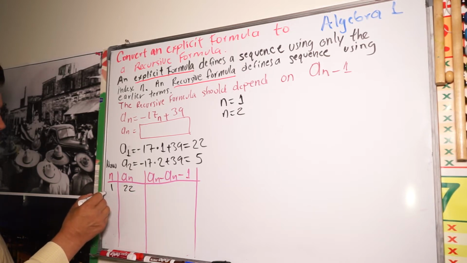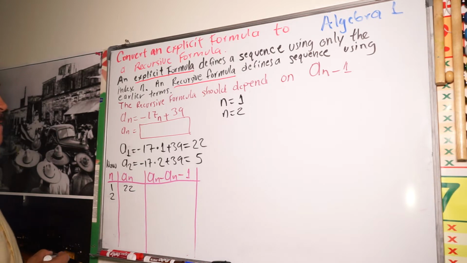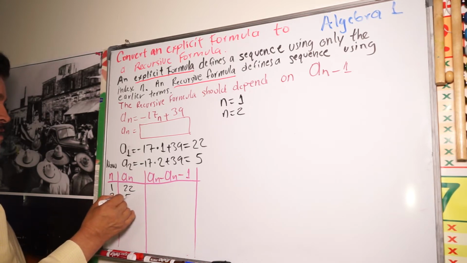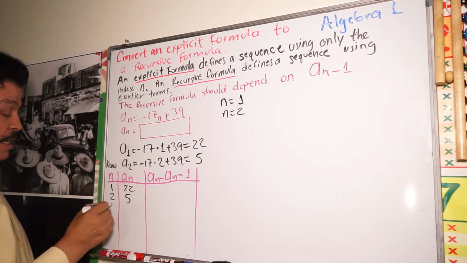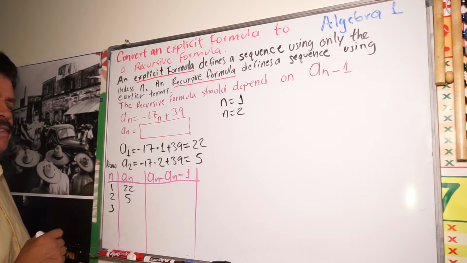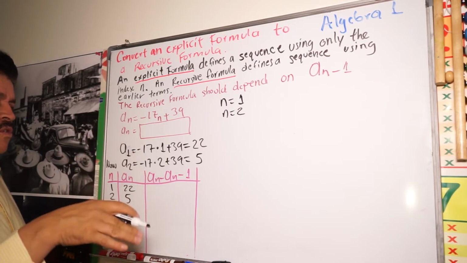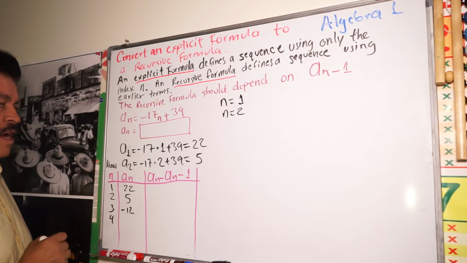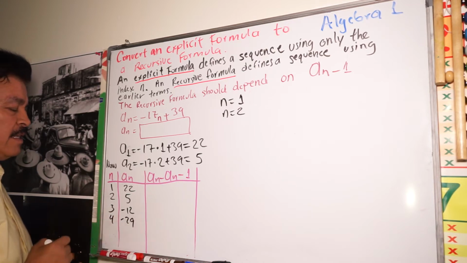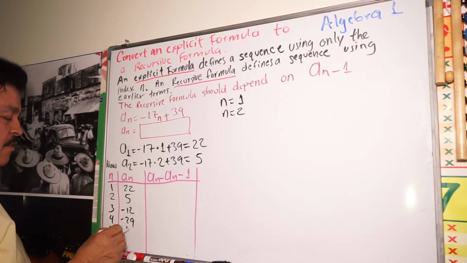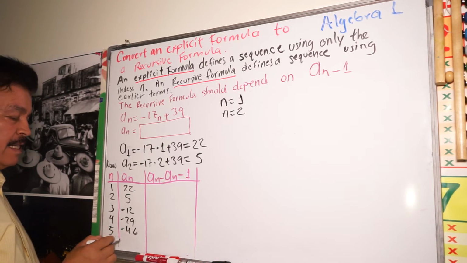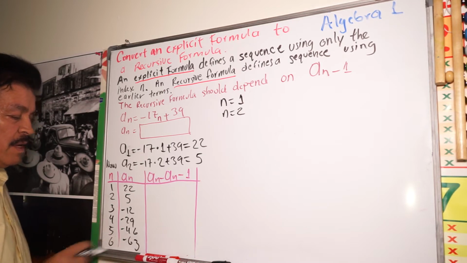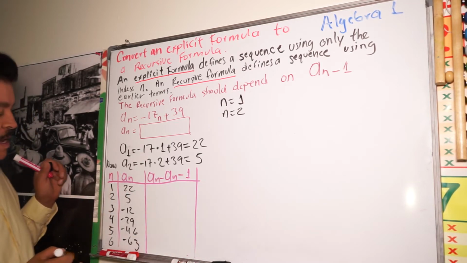Write the numbers: number one is 22, number two is 5, number three is negative 12, number four is negative 29, number five is negative 46, and number six is negative 63. What do you see here?